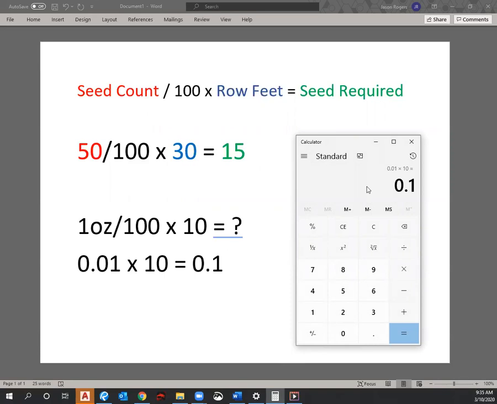Now you can probably only buy this in 1/8 of an ounce. So that's great. It's going to work out fine. I don't know the smallest amount of zucchini seed you can buy. Maybe they sell it by the seed, but I doubt it. So this will get us the information we need.